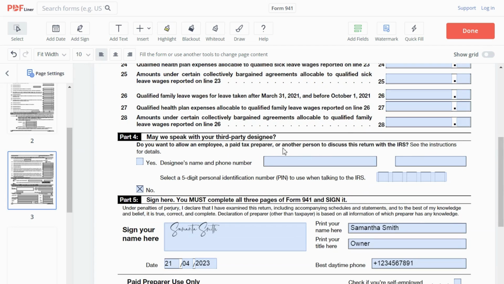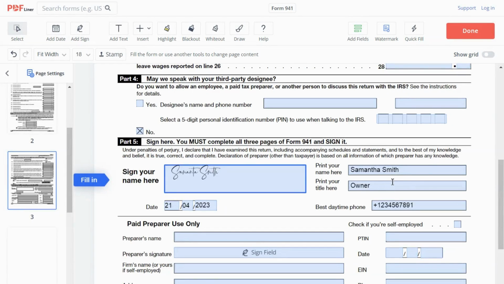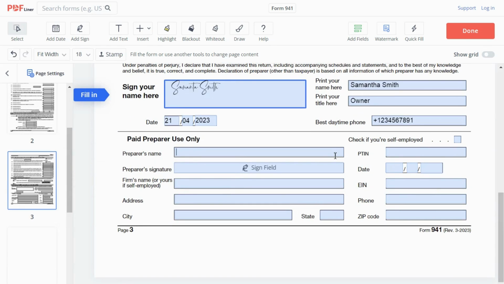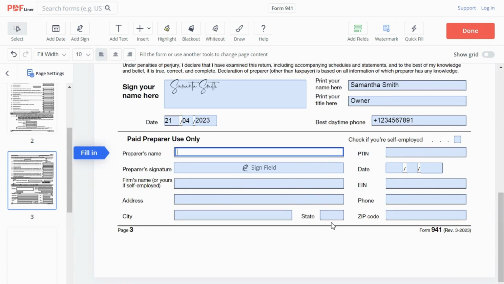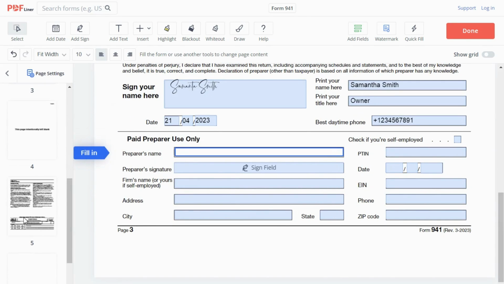In part 4, let the IRS know if you want them to contact the third-party designee, your tax preparer for instance. If you do, they need to enter the information and PIN in here. In this case, the business owner Samantha filled out the form herself, so there is no need to involve a third party. Next, you would need to sign and date the form, as well as provide your name, title, and contact phone number in part 5. If you hired someone to prepare this form, they must fill out and sign the last block.